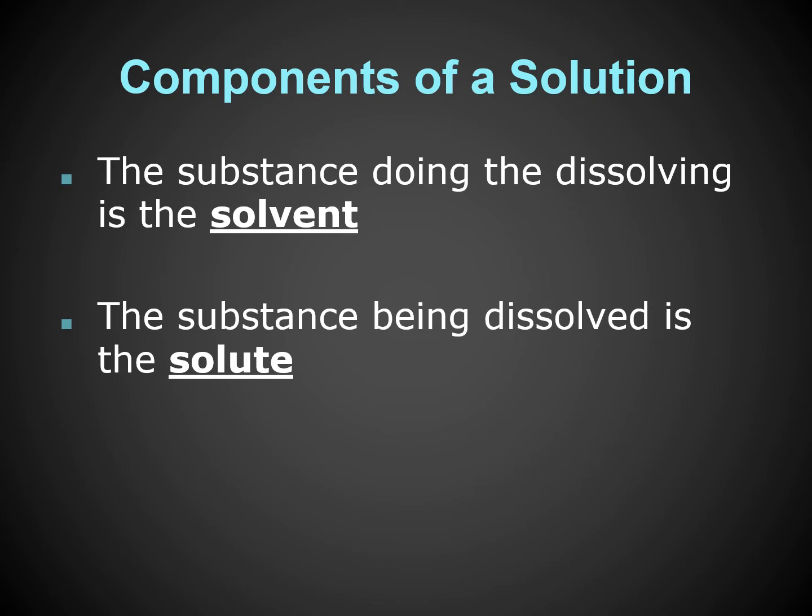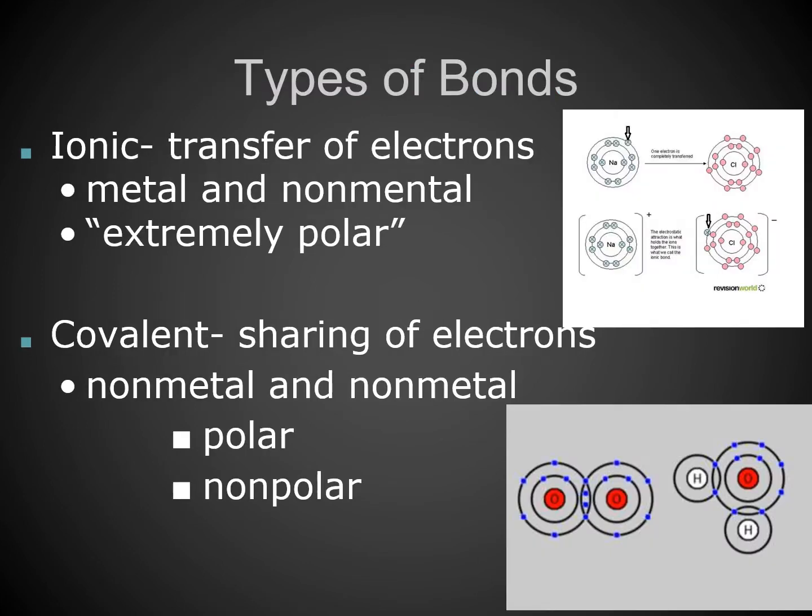Components of a solution. The substance doing the dissolving is the solvent. The substance being dissolved is the solute. When it comes to discussing solutions and solubility, it's important to consider the types of bonds involved.